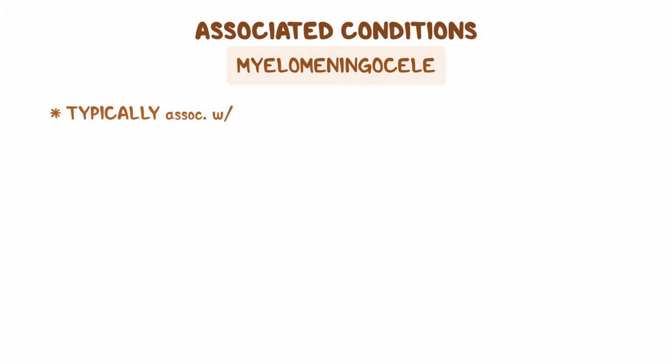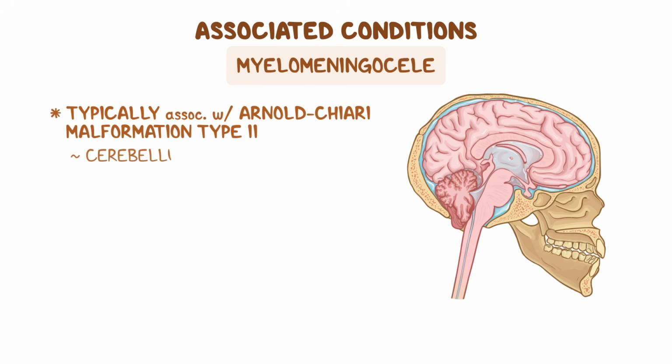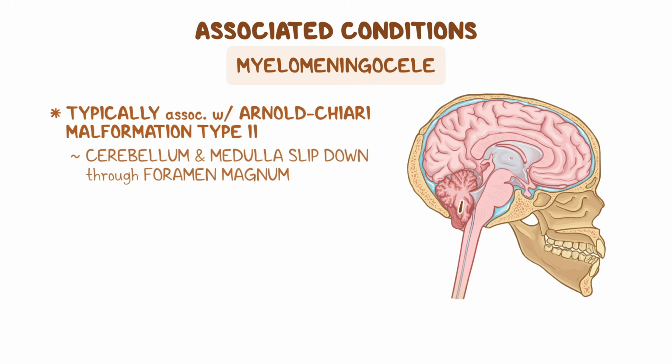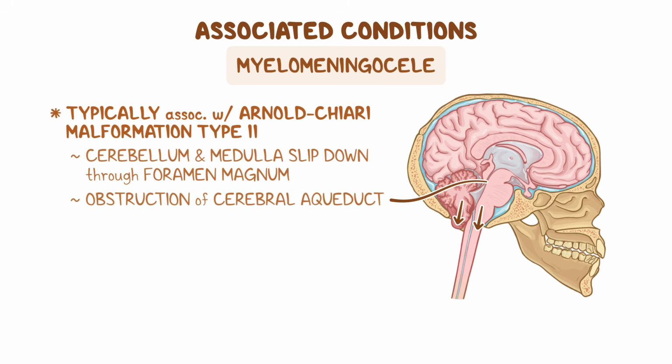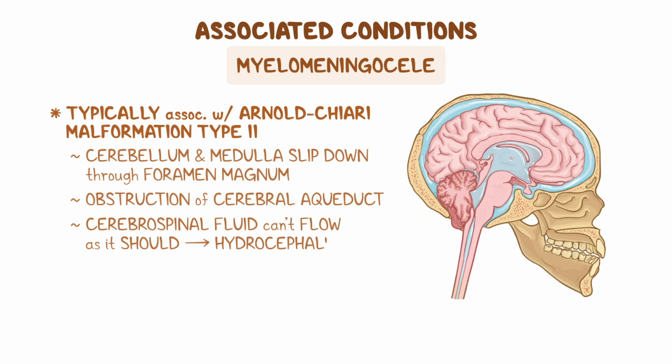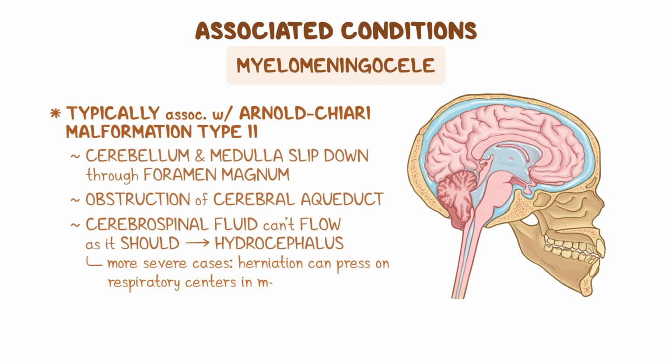Myelomeningocele usually doesn't come alone, and it's typically associated with Arnold-Chiari malformation type 2. In this condition, the cerebellum and the medulla slip down through the foramen magnum, which is the opening at the base of the skull. The downward herniation can lead to the obstruction of the cerebral aqueduct, which is a narrow channel that allows the cerebrospinal fluid to flow through the brain. When the cerebrospinal fluid can't flow as it should, it builds up in the brain, leading to hydrocephalus. In more severe cases, the herniation can press on the respiratory centers in the medulla and result in respiratory failure.